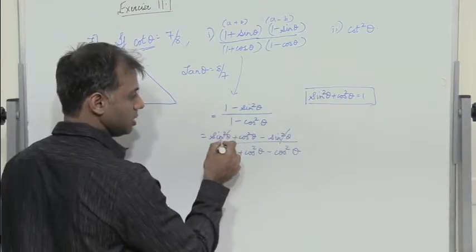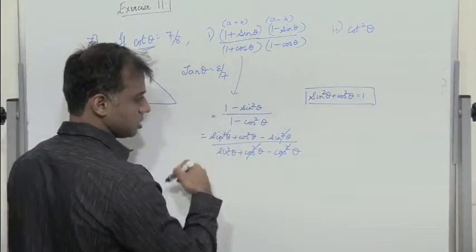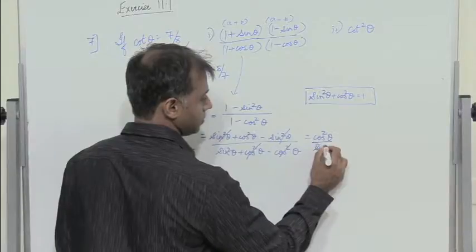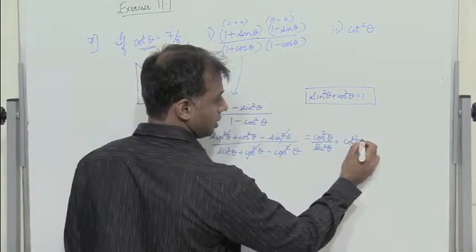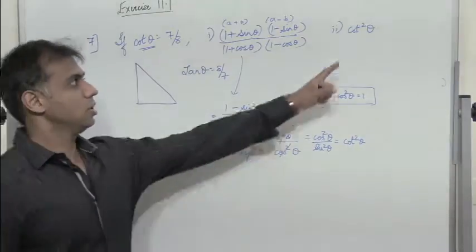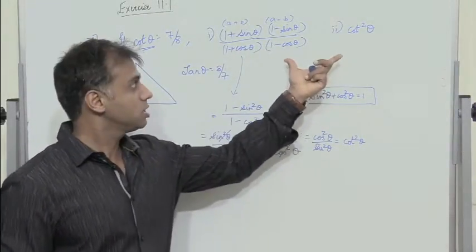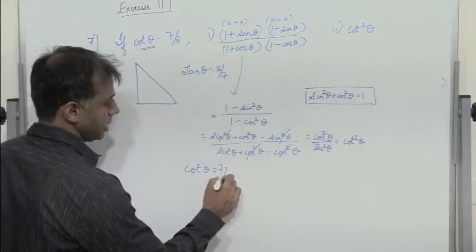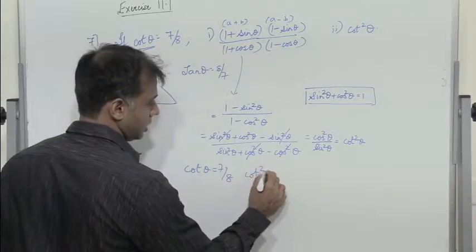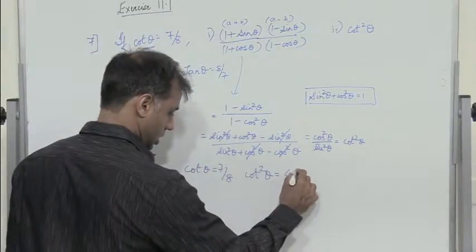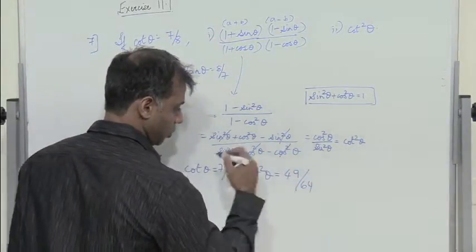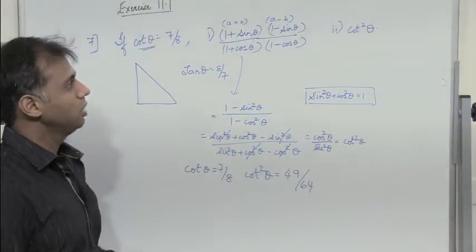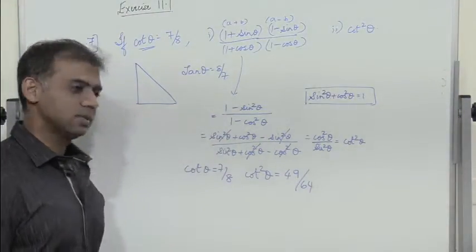So can I cancel sine square theta? Can I cancel cos square theta? Yes. So what do I get? I get cos square theta by sine square theta, which is cot square theta, because cos by sine is cot. I have cot square theta here also, so both these expressions are one and the same. And what is cot theta? Cot theta is given, which is 7 by 8. So cot square theta is 7 square, 49, by 8 square, 64. So the answer to the first one is also 49 by 64, and the answer to the second one is also 49 by 64.